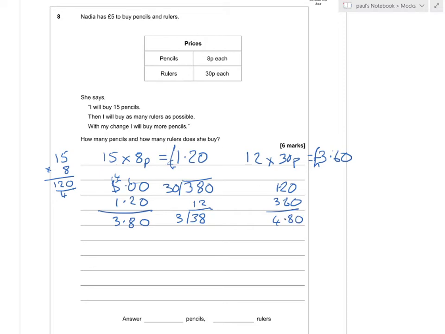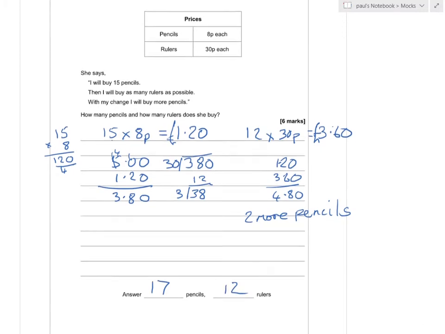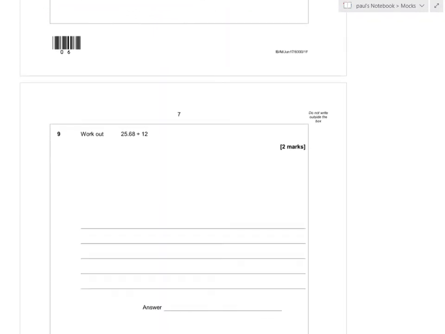Right, and then she said, I'm going to change it by even to more pencils. Yeah, so she's only got 20p left, so she can buy 2 more pencils. It would be 16 and have 4p change. So altogether, she can buy 17 pencils and 12 rulers. Yeah, a lot of marks. 6 marks for that. There's a lot of working out.